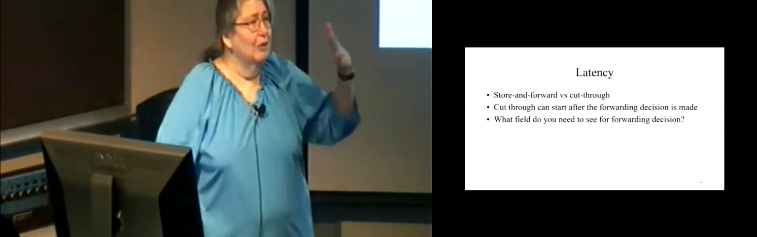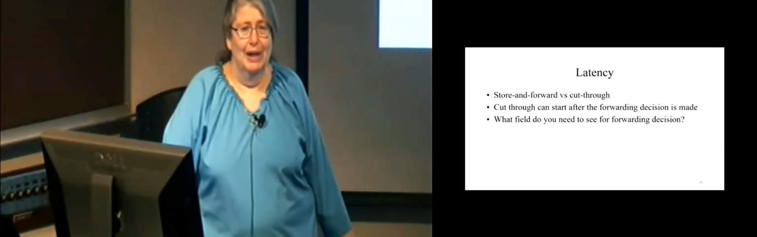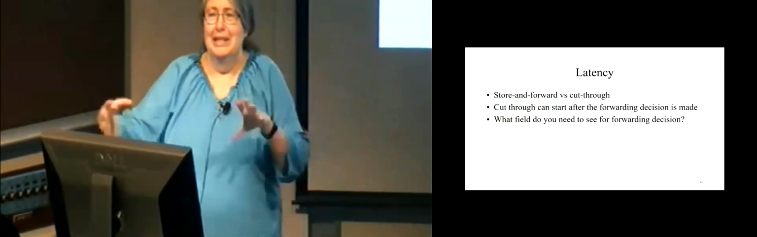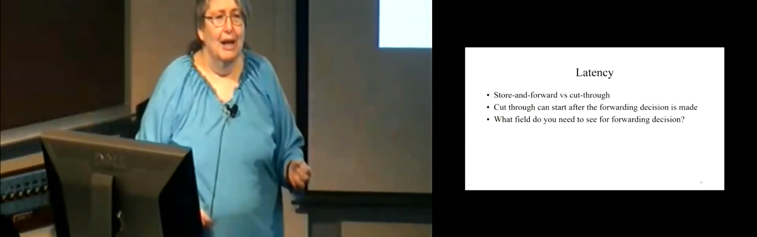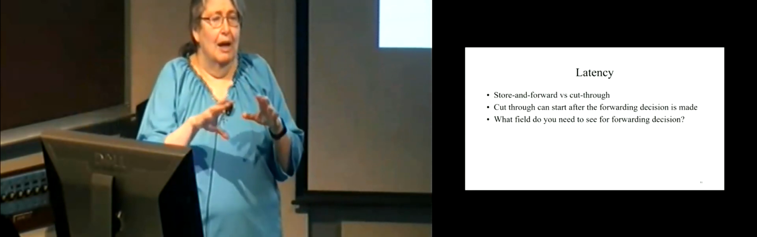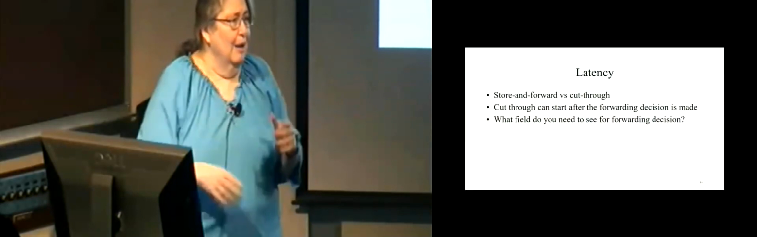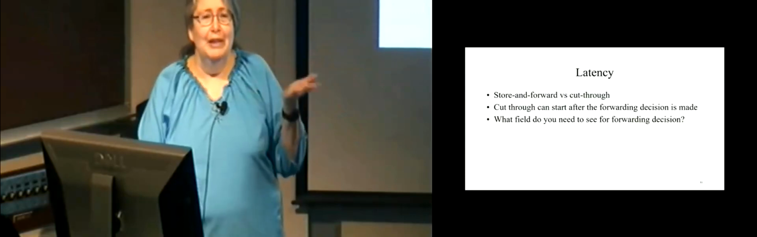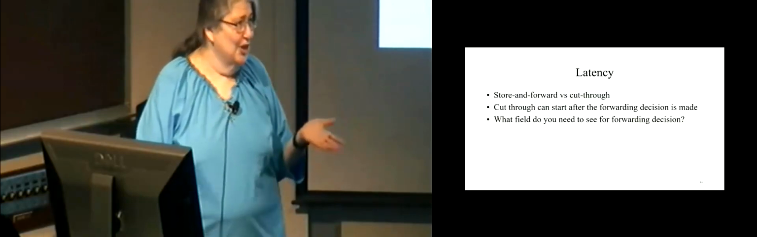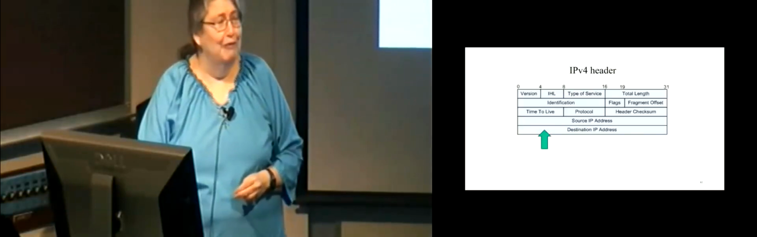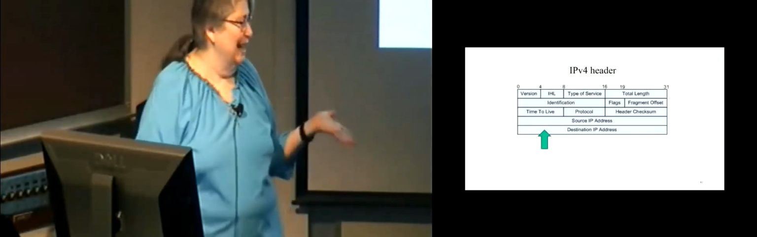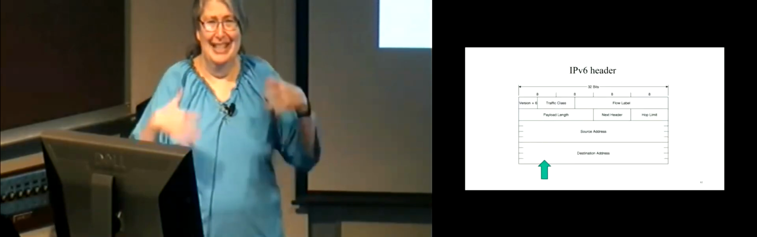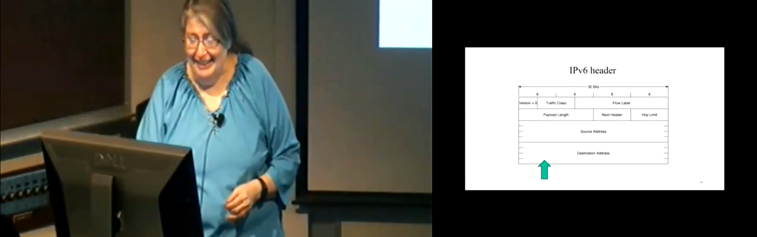latency. So if you care how long it takes for a packet to get through a network, you want to do the opposite of store and forward. Store and forward says you receive the whole thing, then you make a decision. Cut through says as soon as you can decide, you start forwarding the packet while you're still receiving it, and that will lower latency. So what field do you need to look at? Destination address? Okay, so let's look at the IPv4 header. Destination address is absolutely the last thing. Let's look at the IPv6 header. Again, the destination address is kind of an afterthought, the last thing in the header.